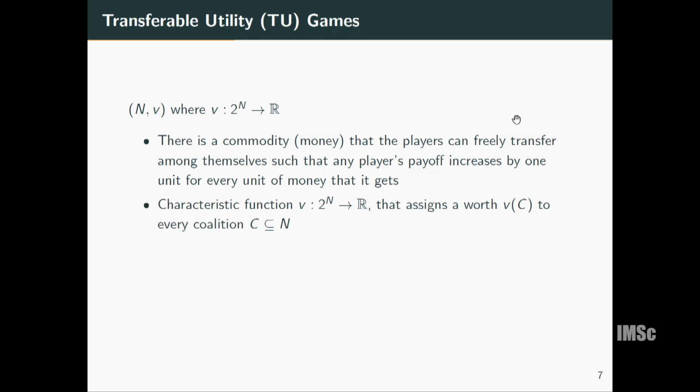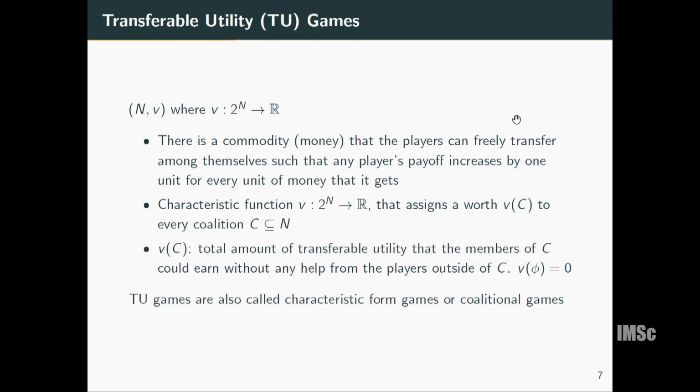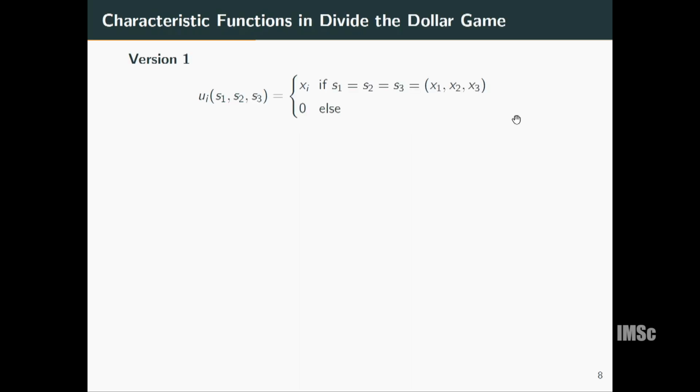Okay, let us not go into this. This we have already done. By default, we will assume that V of phi equals 0. So, now the main issue in the transfer utility game is: how do I define the valuation function? Let us take an example of how to define the valuation function in all the versions of the divide the dollar game.